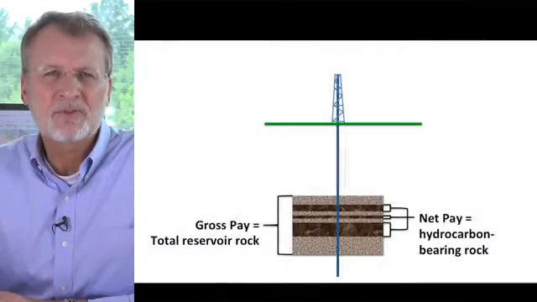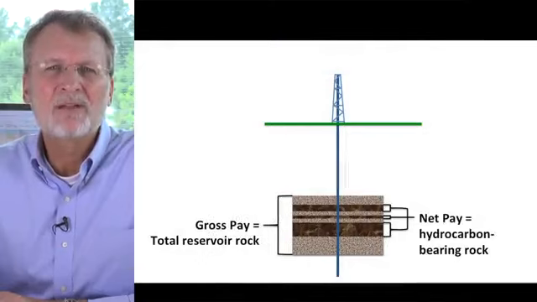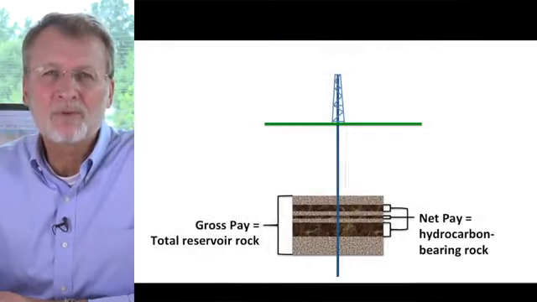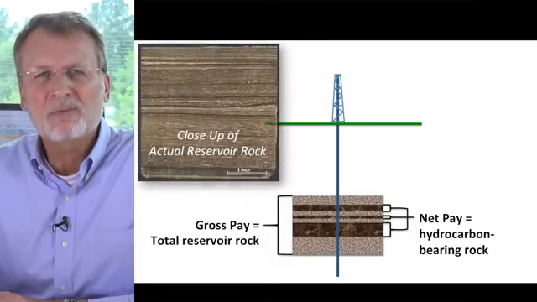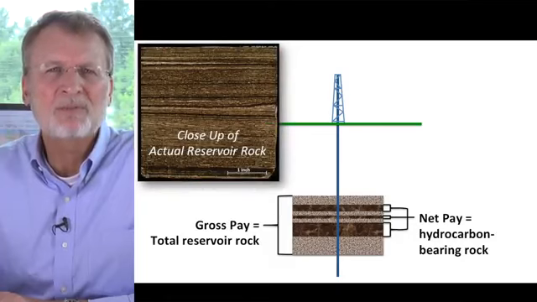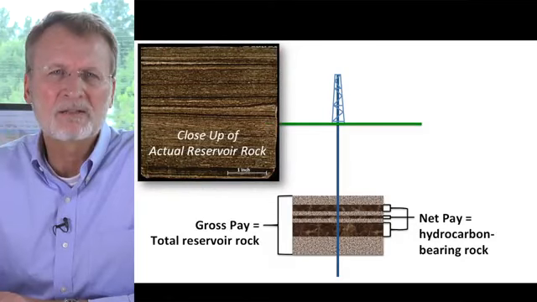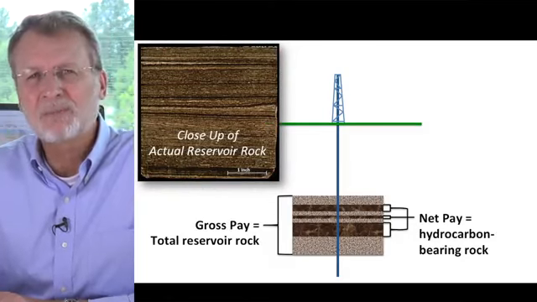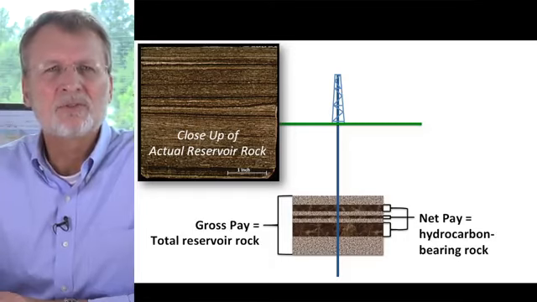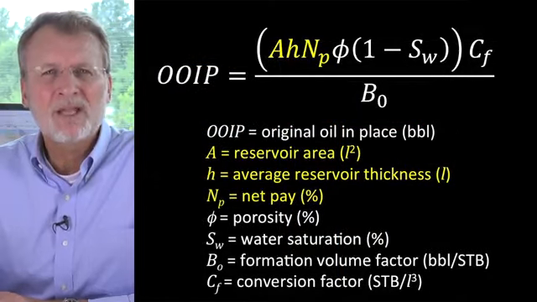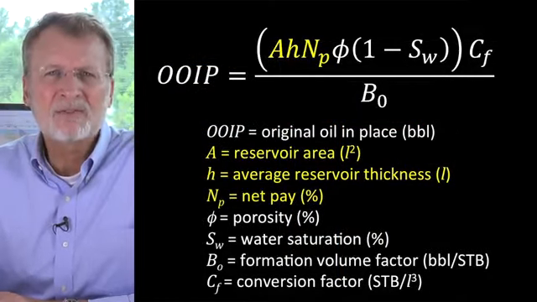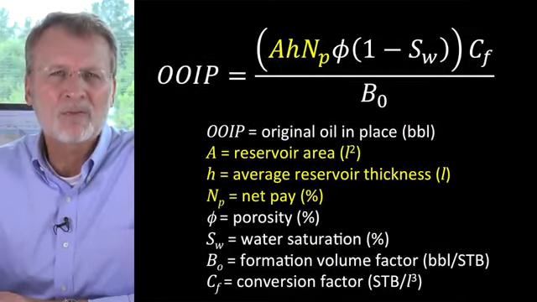The first of these percentages is the net pay, which is that percentage of the gross pay zone that actually bears recoverable oil and/or gas. This adjustment is done because reservoirs are typically made up of alternating layers of rock, not all of which contain producible oil or gas due to low permeability and/or porosity. The net pay zone is then the thickness of the reservoir that contains recoverable oil and/or gas.